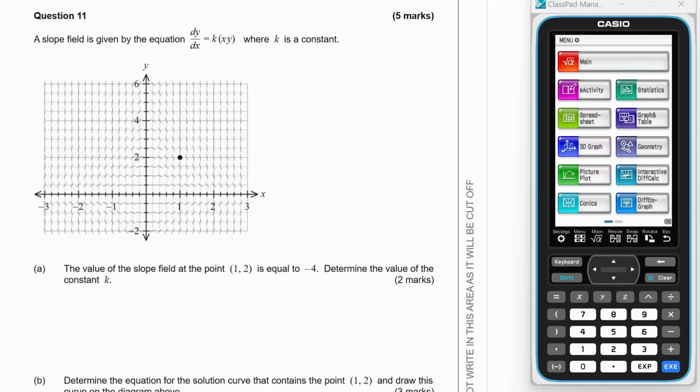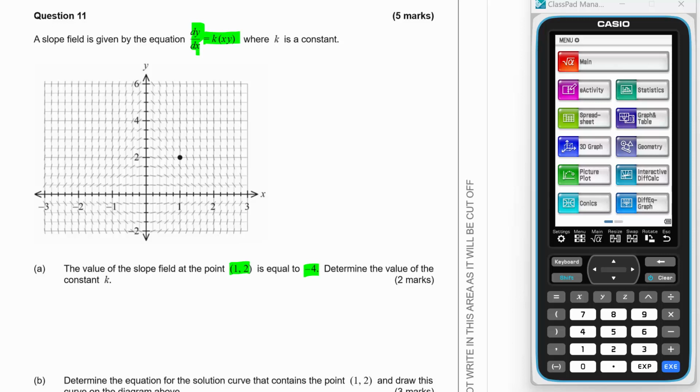The slope field is given by the equation dy/dx is equal to kxy, where k is a constant. The value of the slope field at the point (1, 2) is -4. Determine the value of k.